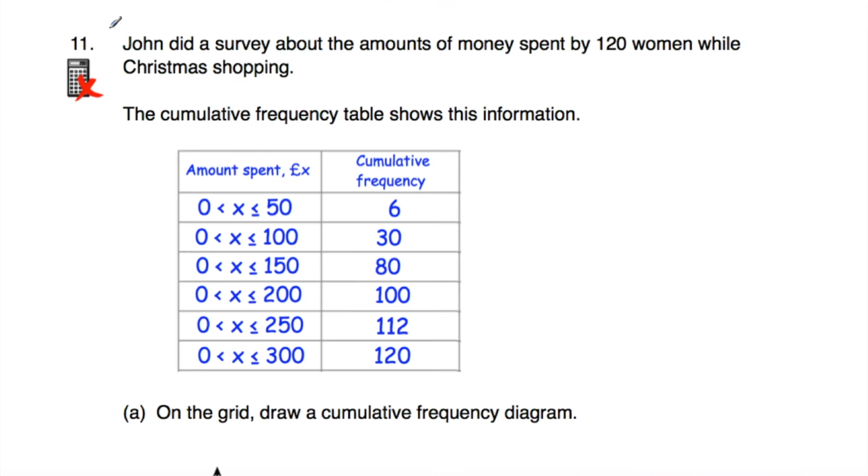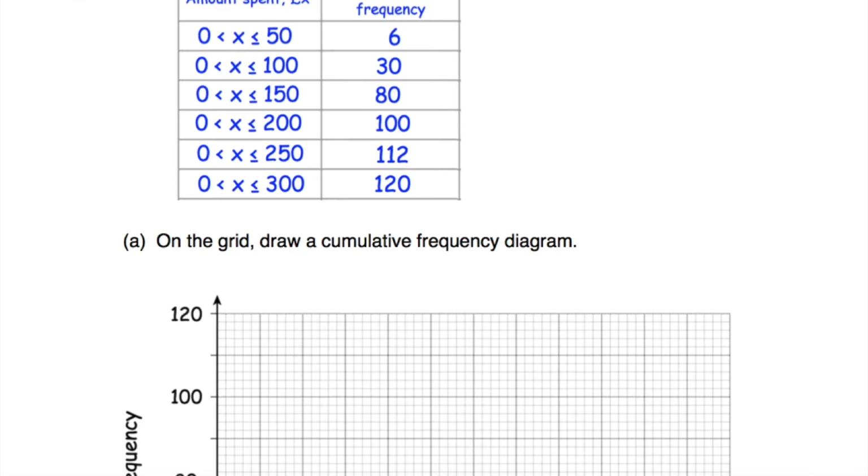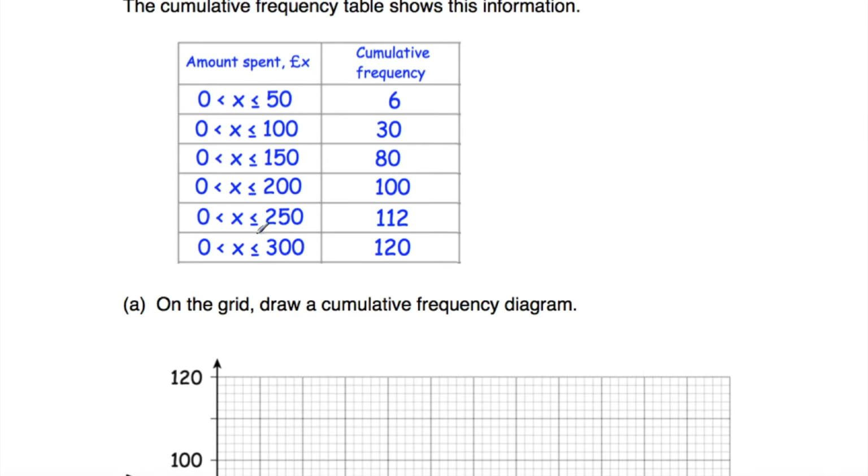Okay, let's look at our next question, question number 11. Question number 11 says, John did a survey about the amounts of money spent by 120 women while Christmas shopping, and the cumulative frequency table shows this information. So we've got this cumulative frequency table, and then if we go on down, we've been asked to, on the grid, draw a cumulative frequency diagram. Okay, so we're going to plot each of these cumulative frequencies at the end of each category. So we're going to go 50 across, 6 up, 100 across, 30 up, and so on.